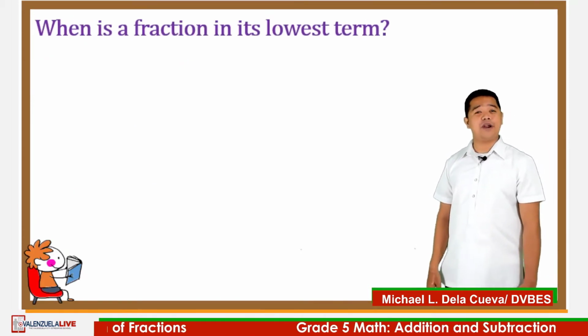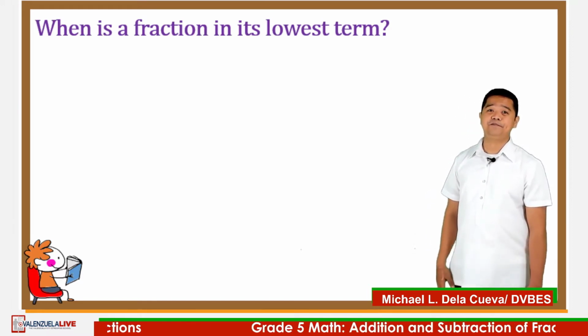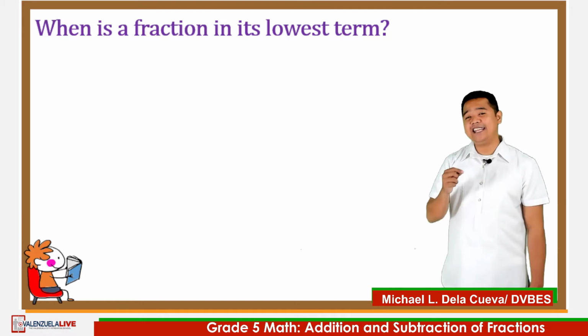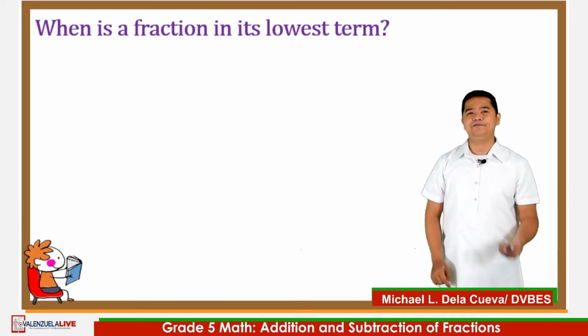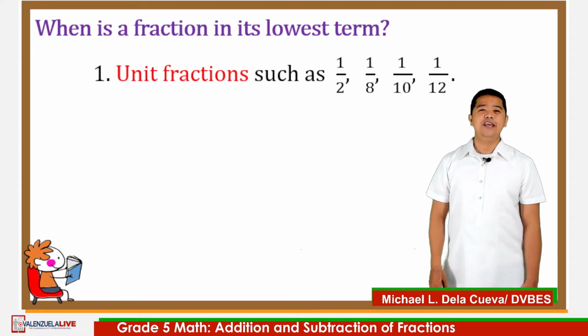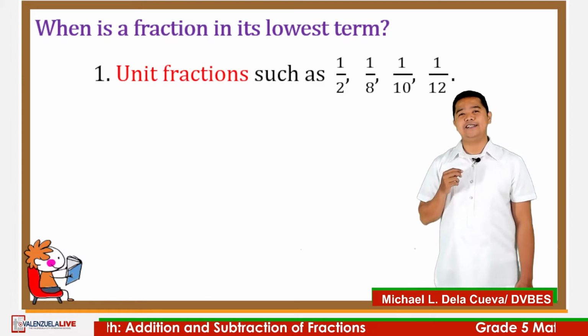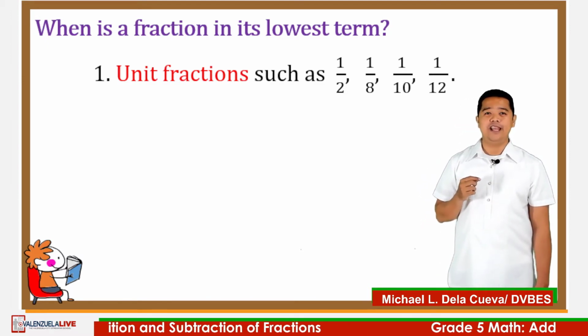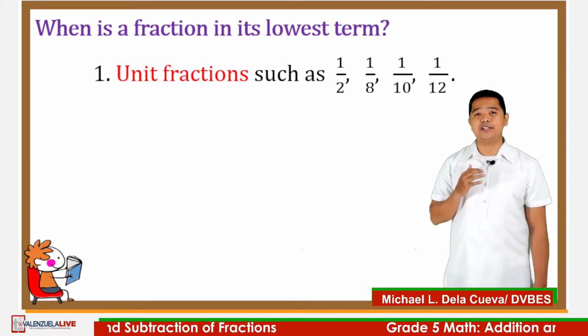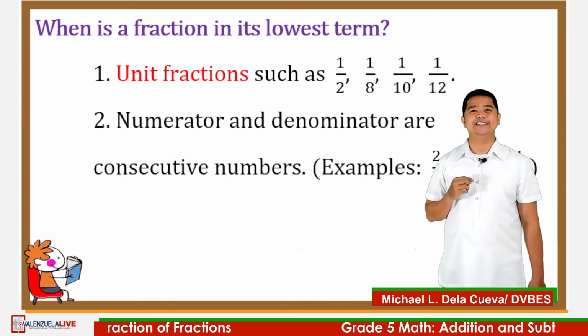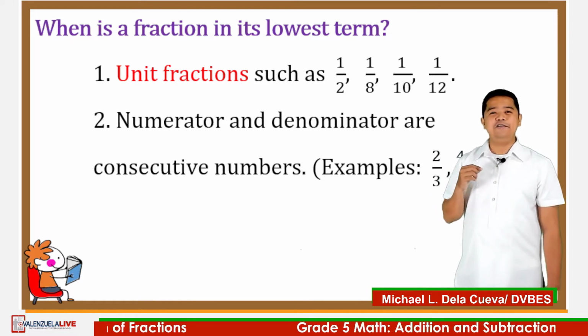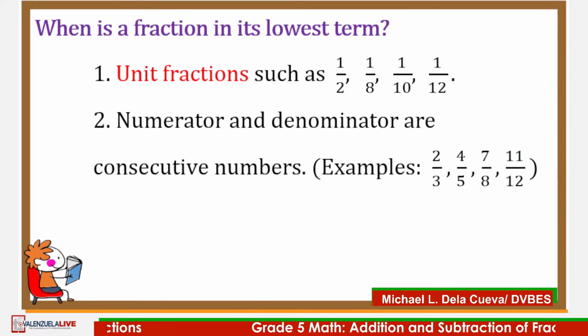Do you know when a fraction already is lowest term? If you don't know, kindly jot down this and it will surely help you. So first, unit fractions such as 1/2, 1/8, 1/10, and 1/12, as you observe, all the numerators are 1. Second, if the numerator and denominators are consecutive numbers, example, 2/3, 4/5, 7/8, or 11/12.